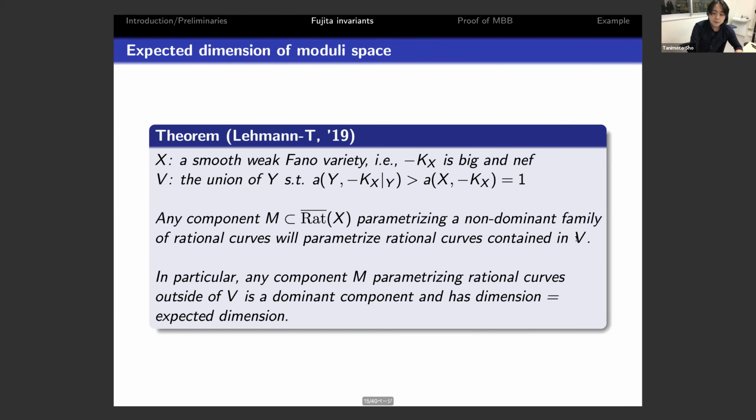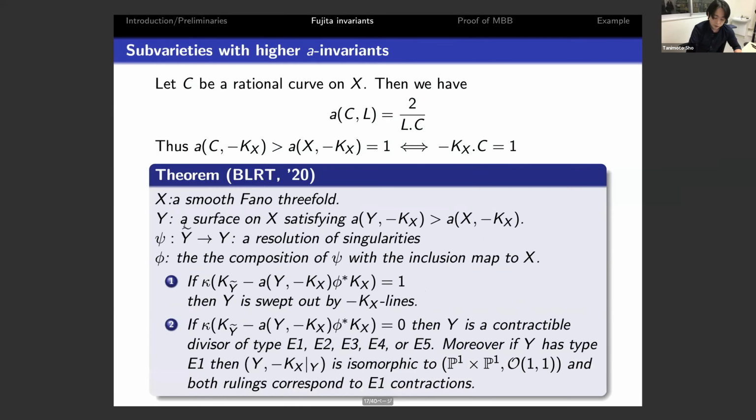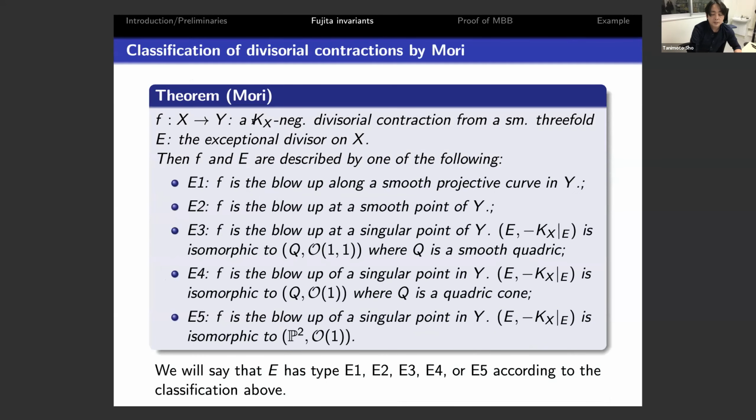All right. So then I'd like to say something more explicit about this set B for Fano threefolds. To do this, I need to recall Mori's classification of divisorial contractions for smooth threefolds. So let f: X to Y be a K_X-negative divisorial contraction from a smooth threefold, and let E be the exceptional divisor on X. Then f and E are described by one of the following.